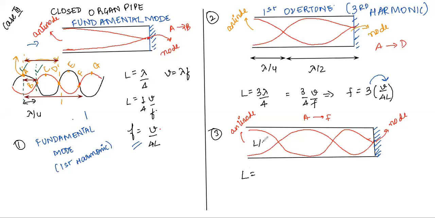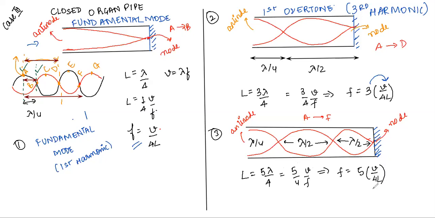Now tell me, what will the length be in terms of lambda? This is lambda by 4, this is lambda by 4, this is lambda by 4, this one is lambda by 2, this one is again lambda by 2. So we have L equal to 5 lambda by 4, the sum of all of them, right? Yes, sir. This can be written as 5 by 4 into v by f. Therefore, we'll have frequency equal to 5 times v by 4L.